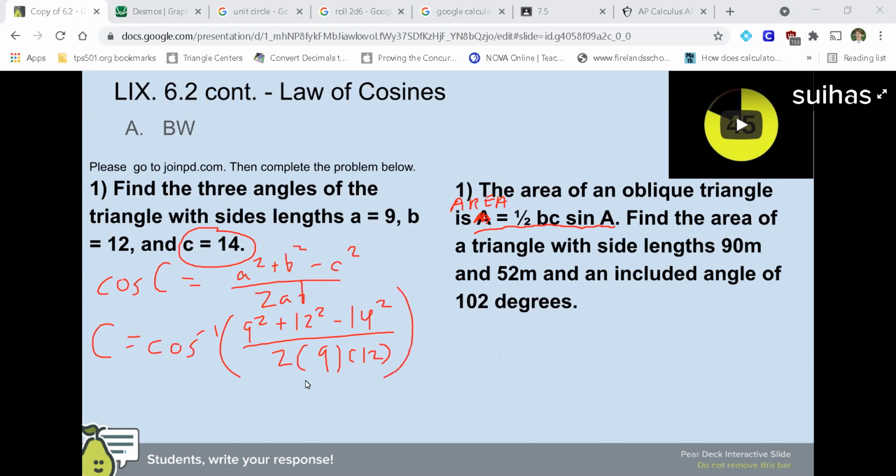And if you type this into your calculator, you should get that C is 117.28 degrees. Yay? All right. How do we find angle B or angle A?